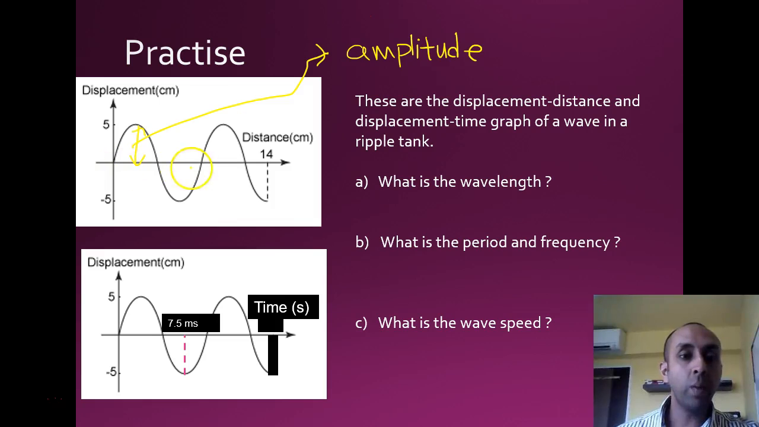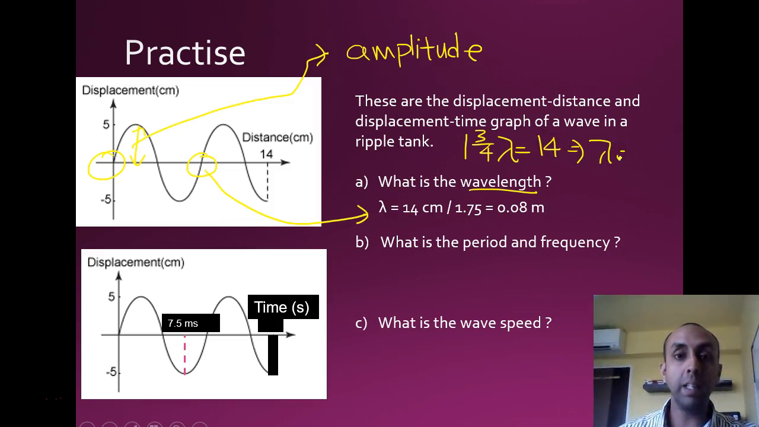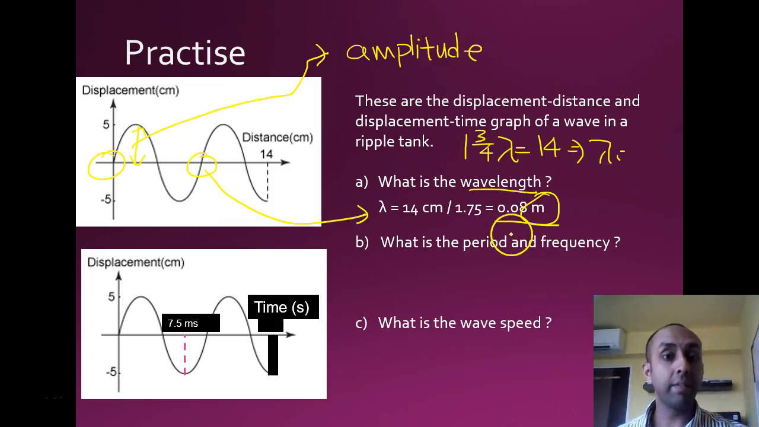and after one wave, so if let's say I start here, end here, this would actually give you your wavelength. If you notice, this has one and three-quarter waves, so if you got 14 for 1.75 waves, you just need to find out what is one wave. So that will then be 14 divided by 1.75, which is then 0.08 meters. So if you notice, SI units are very important to always have.